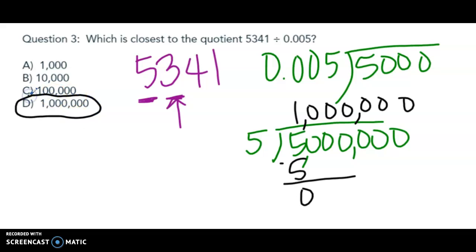The second way to think about this is if you have a lot of things, if you have 5,000 things and you're dividing them into really super tiny pieces, you're going to have a lot of them. So that's why we get such a bigger answer when we are dividing a bigger number by a super tiny piece.